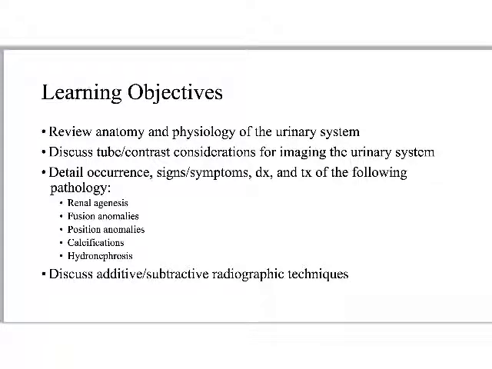So the learning objectives I've identified: we'll talk again about the anatomy and physiology of the urinary system, so you're probably starting to notice a trend in the way that these lectures work. We'll talk about tube and contrast considerations, and y'all have had quite a bit on contrast, so I won't spend too much time there, but I do want to make sure that we're familiar with how the anatomy of the kidneys works in the presence of contrast. Then we'll talk about renal agenesis, fusion anomalies, positional anomalies, calcifications, and hydronephrosis.